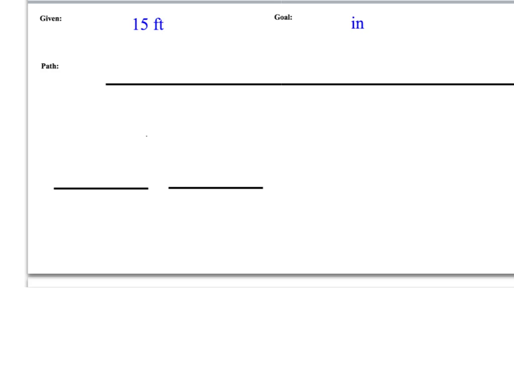So the first thing you're going to do is take out the green sheet that I gave you in class, and on that green sheet, you want to look at the length section. The reason I chose the length section is because we're converting feet into inches, so we're converting length into length. You want to see if there's any relationship between feet and inches. In other words, is there any conversion that tells you how many inches are in a foot or how many feet are in an inch?